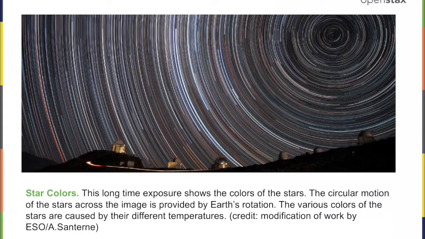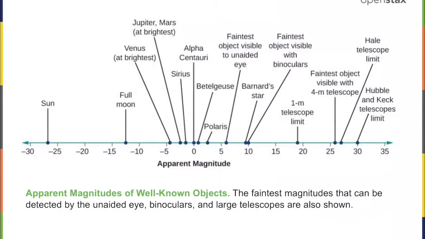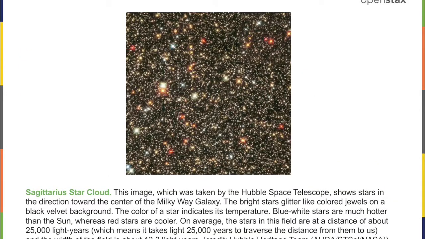So let's think of what's going on here. Notice in this long time exposure, we see the colors of the stars. They're not all the same color. Some are red, some are blue, some are orange, and they're all represented here as the streaks in this long exposure photograph. Let's look at another one. I'll go back to the previous slide. Here, again, we're looking at all these different colored stars, as it says, shining like jewels.